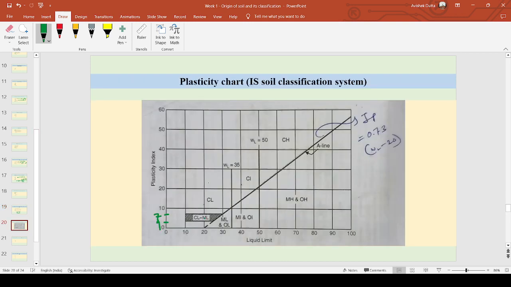So this chart, plasticity chart, is very important for everyone to understand how the classification is made as per the IS classification system, as per the grain size distribution and the plasticity. This chart is basically for the fine grain soil, because you can see over here we have C and M, that is clay and silt. It is only for the fine grain soil. Okay.